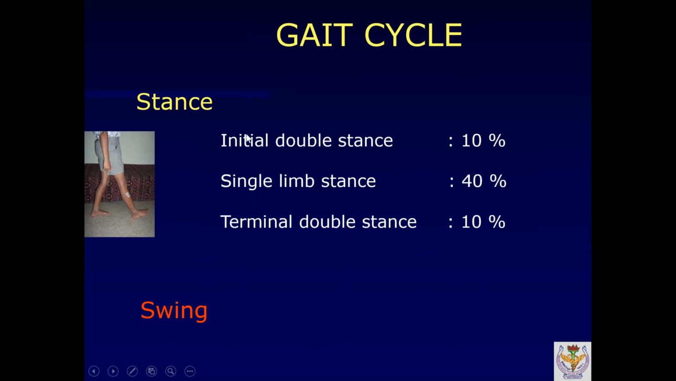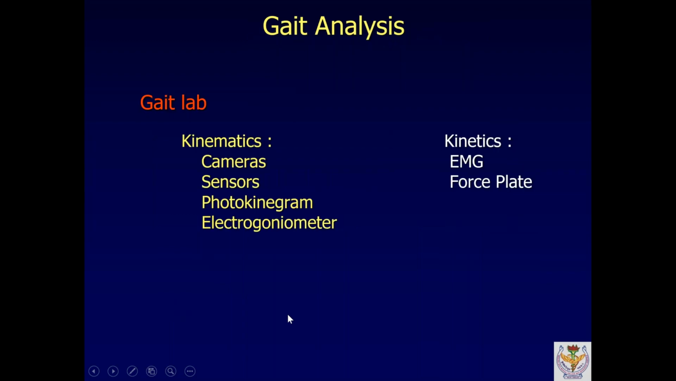So the gait cycle has stance phase 60% and swing phase 40%, and the single limb stance is 40%. There's the initial double stance, where both the heels are touching the ground, and there's the terminal double stance, where again both the heels are touching the ground.